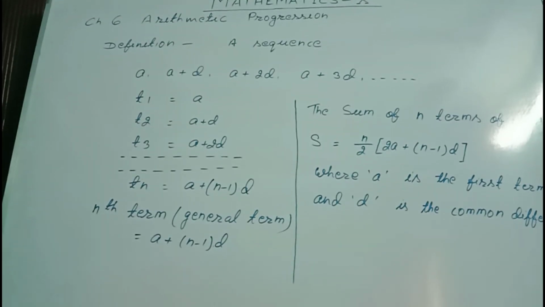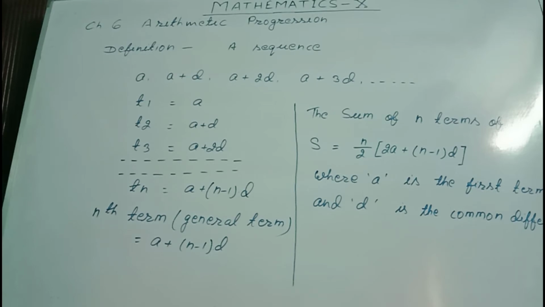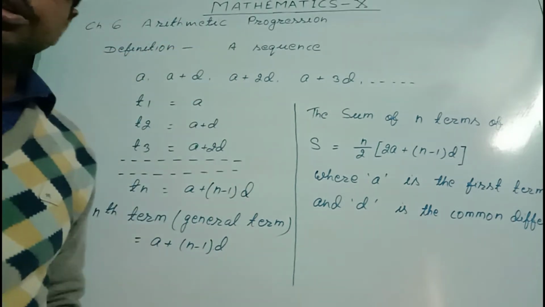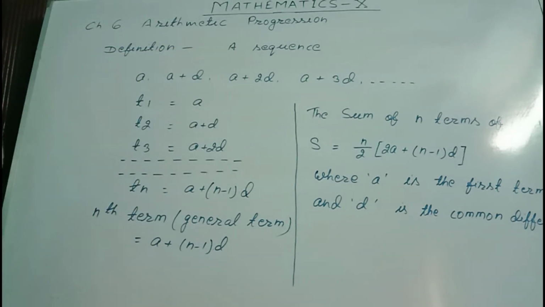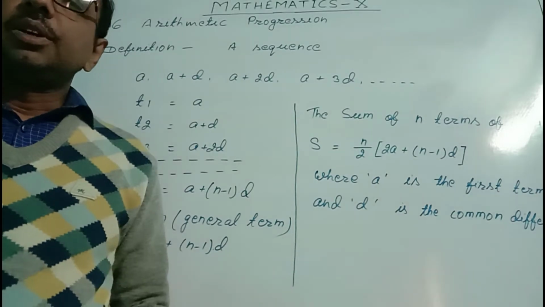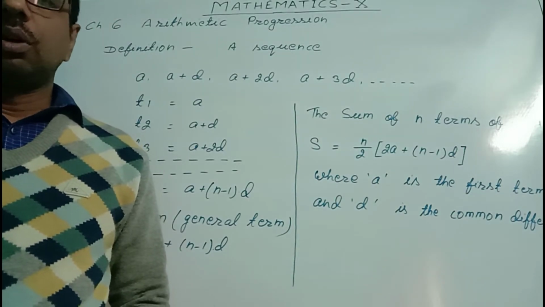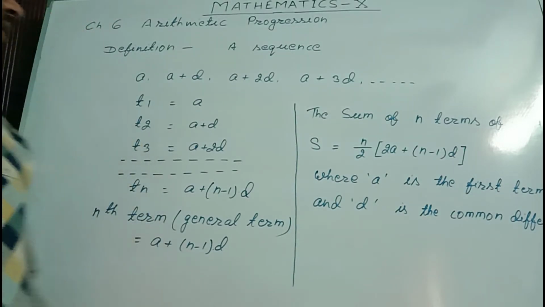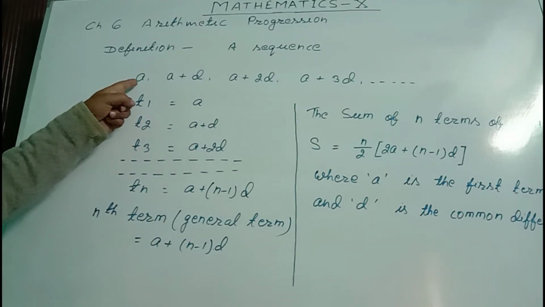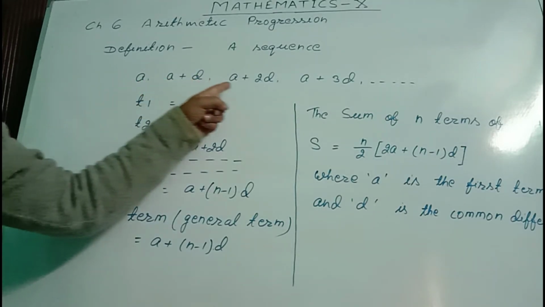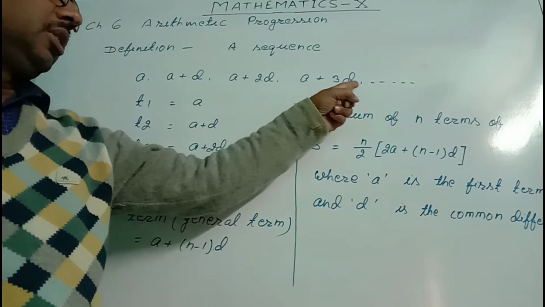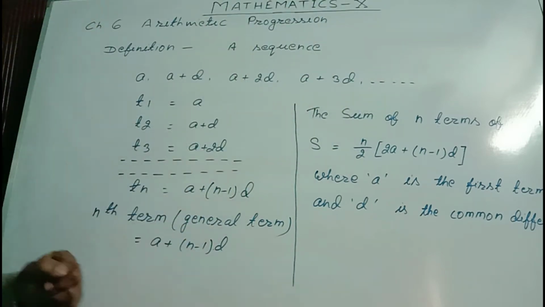In the period of mathematics, we are going to start new chapter 6, arithmetic progression. As the definition of arithmetic progression, a sequence in which the terms increase or decrease by a common difference. Let us consider the sequence be a, a plus d, a plus 2d, a plus 3d, and so on.